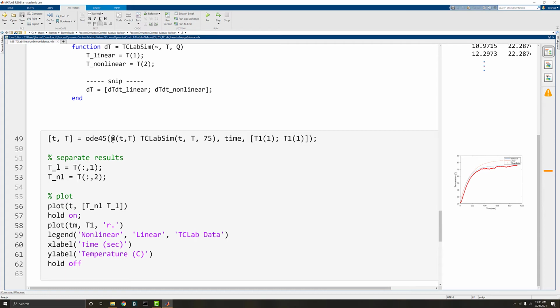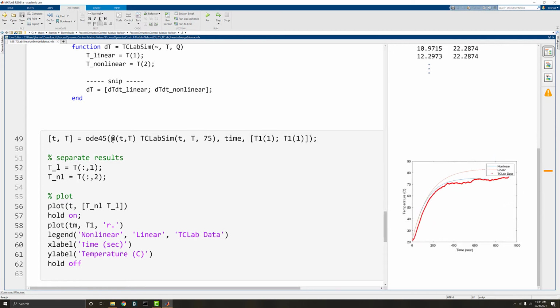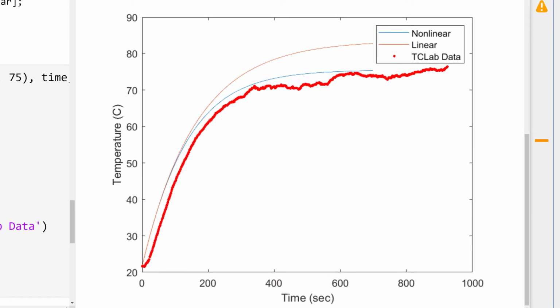Then we'll separate our results and look at the plot. Here we have the plot with the red dots representing the temperature control lab data. We can notice that initially the nonlinear and linear models mirror each other quite well. This makes sense because we're near steady state. As we go further and further from steady state, our nonlinear model will become more accurate, while the linear model will start to deviate. And we notice that happening. The linear model tends to predict a higher temperature than what actually happened, while the nonlinear model predicts quite well what the temperature control lab actually measured.